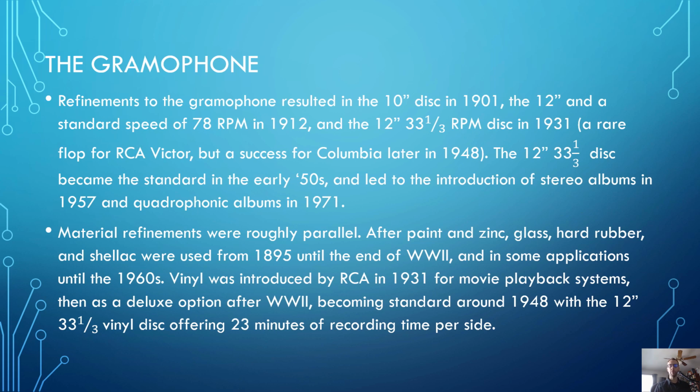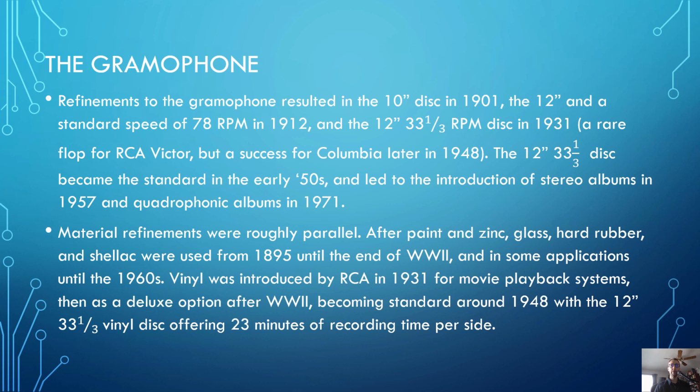Material refinements were roughly parallel to these technological developments. After the initial experiments with paint and zinc, records were made out of glass, hard rubber, and shellac from 1895 until the end of World War II, and in some applications as late as until the 1960s.